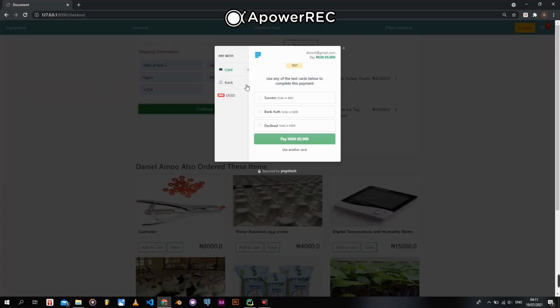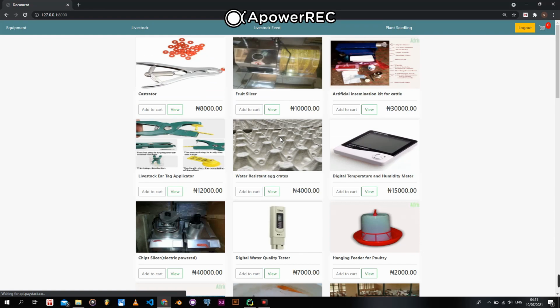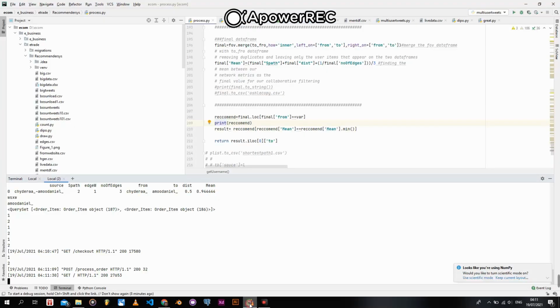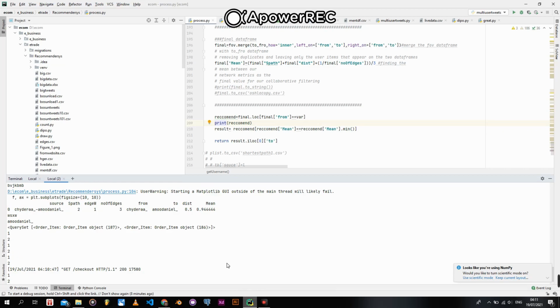Paystack API is used to facilitate payment. At the back end, we see that user A is the closest to user B. Hence the recommendation.